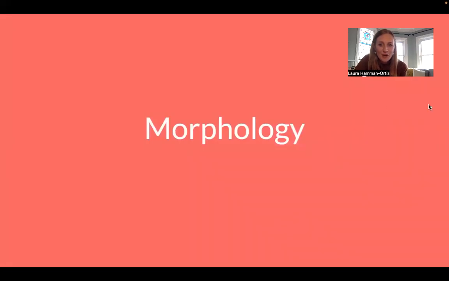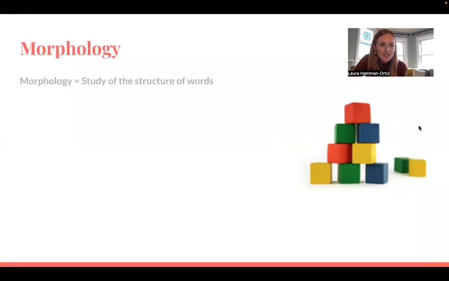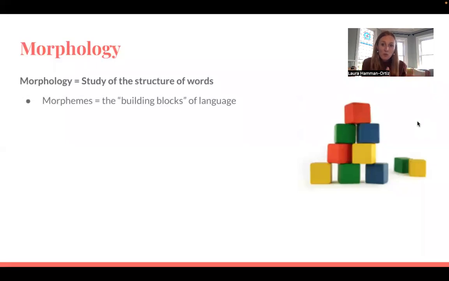In this video, we're going to talk about morphology. Morphology is the study of the structure of words. And you can think of morphemes then as the building blocks of language. So when we put morphemes together, we are able to create words, which then we put together to create sentences. So morphemes are the building blocks of language.